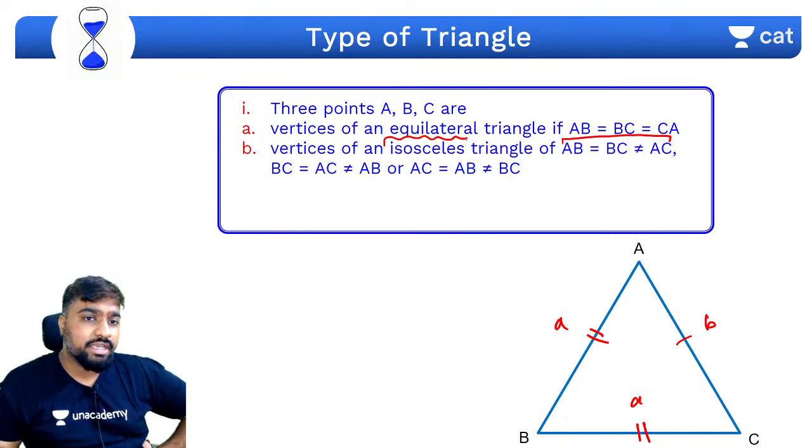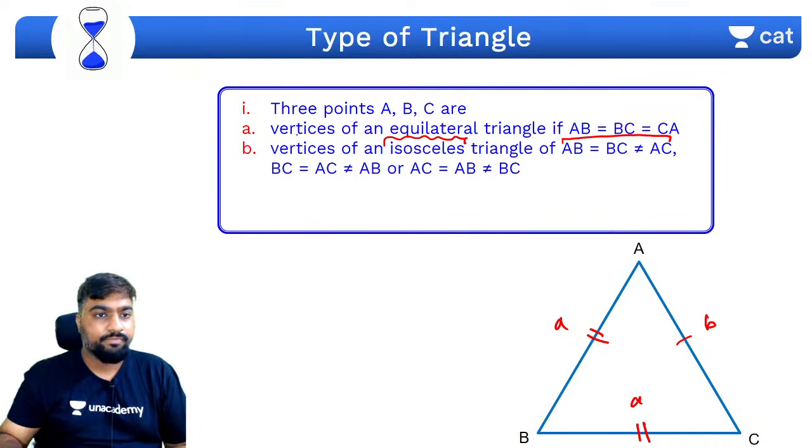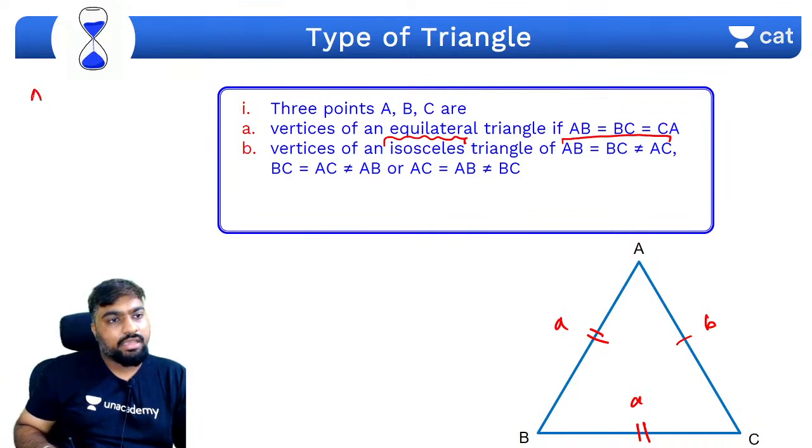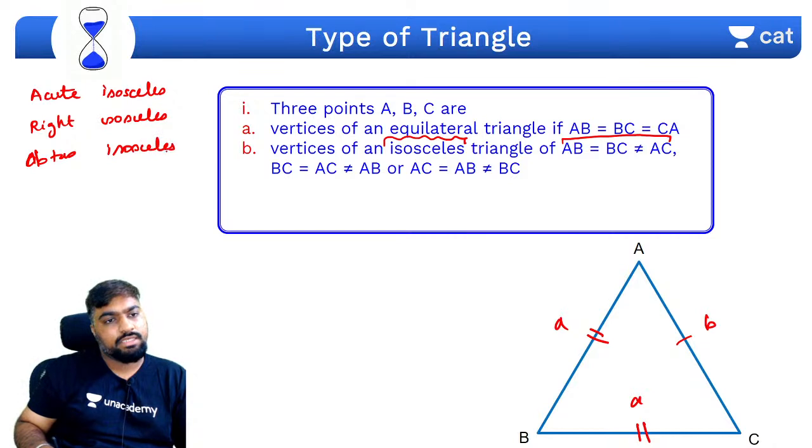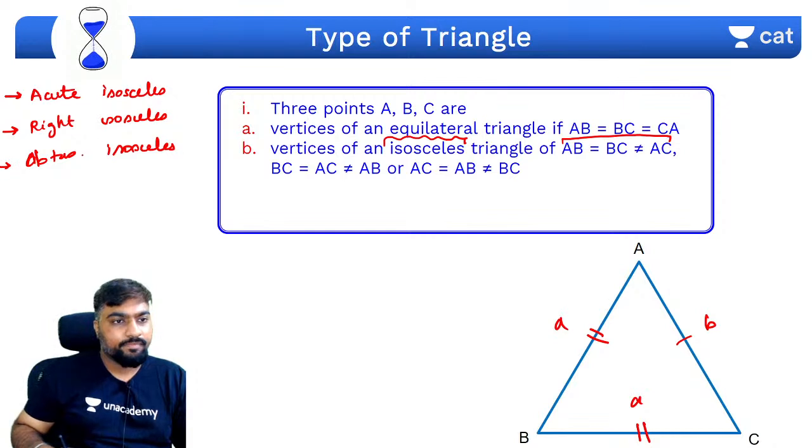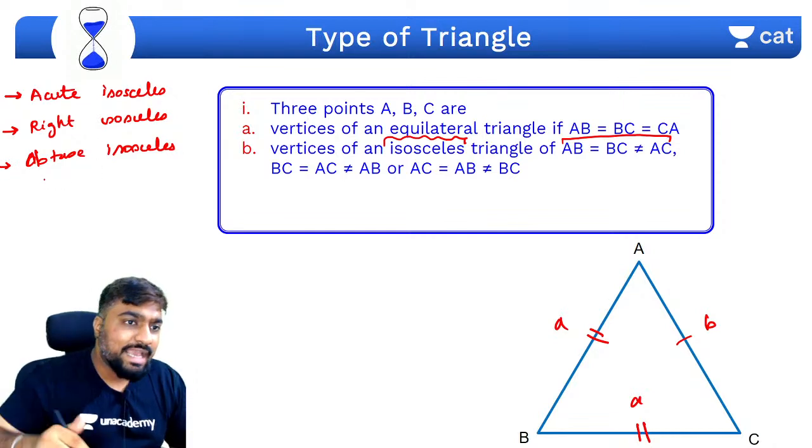Even in an isosceles triangle, you can prove what kind of triangle it will be, right? Whether it's an acute isosceles, or a right isosceles, or an obtuse isosceles. We have examples for these, don't worry, don't be tense. If you don't understand, the examples will make it clear.